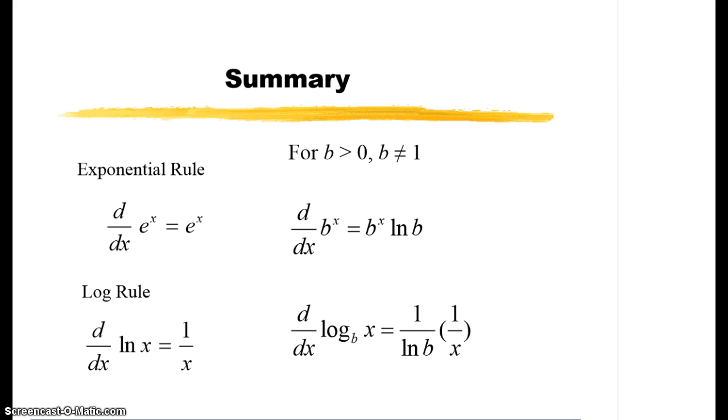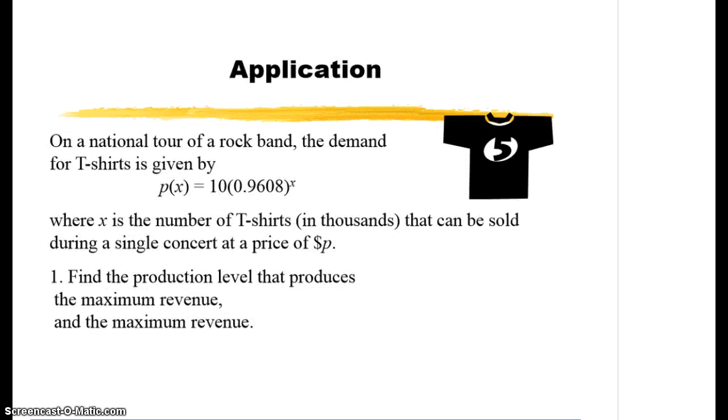We're going to use them quite frequently. In fact, one of the applications of them is given in this problem. Let's do it together. On a national tour of a rock band, the demand for t-shirts is given by this formula: P of x equals 10 times 0.9608 to the power of x, where x is the number of t-shirts in thousands that can be sold during a single concert at a price of $P.